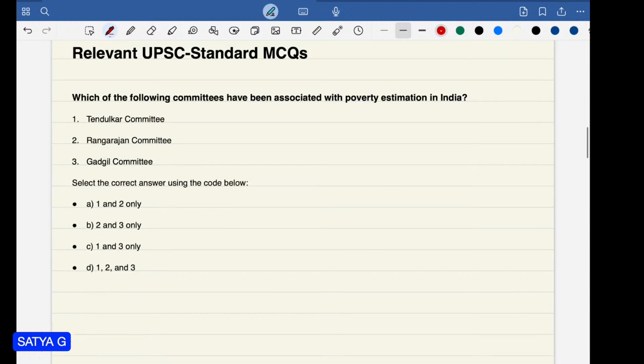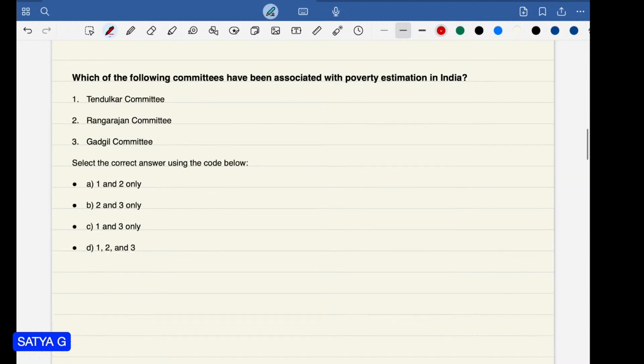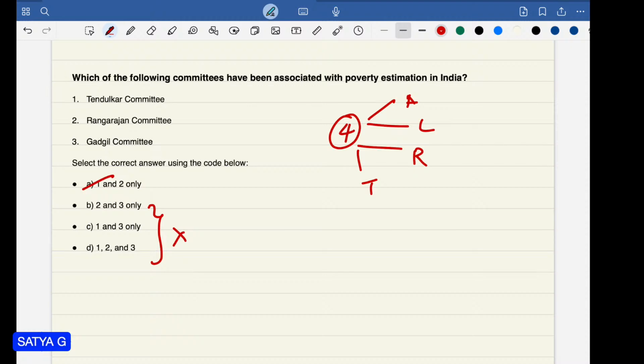So now we will see some of the MCQs. Which of the following committees have been associated with poverty estimation in India? Friends, we have committees like Alagh Committee, Lakdawala Committee, Rangarajan Committee, Tendulkar Committee. Gadgil Committee is not there, friends. So we can straight away eliminate 3, and it comes down to 1 and 2.